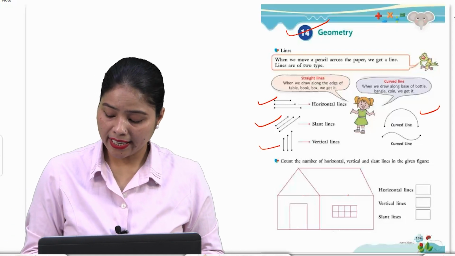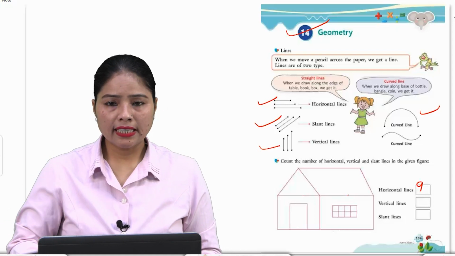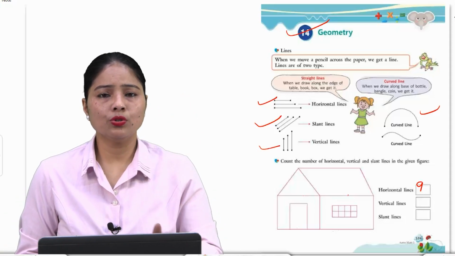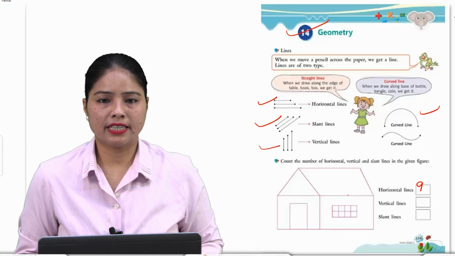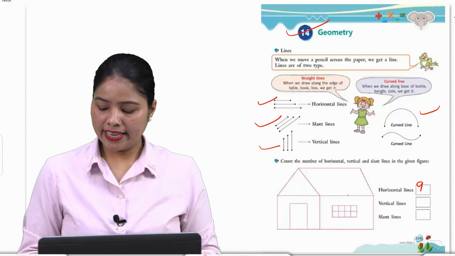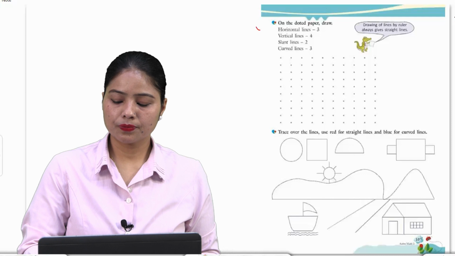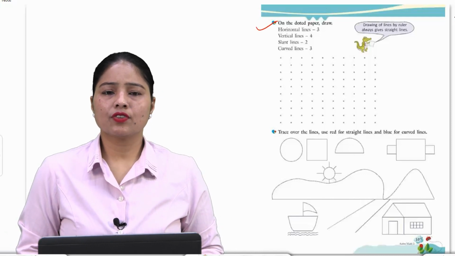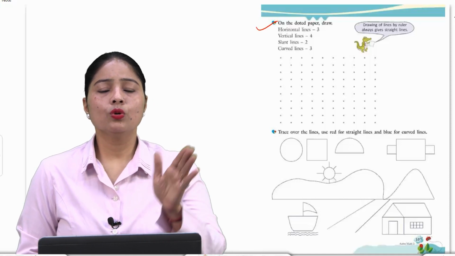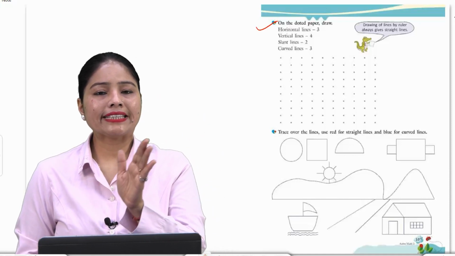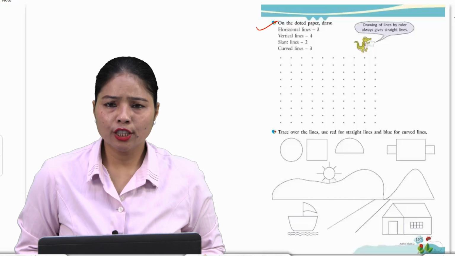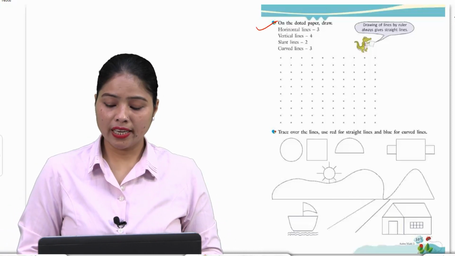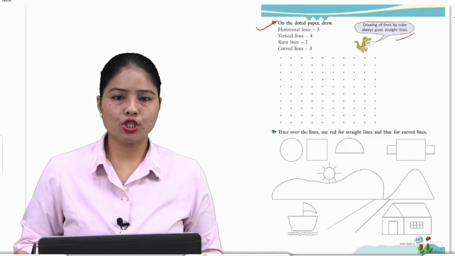So these are 9. Similarly, vertical lines कितनी है, slant lines कितनी है, you have to just count and write the value of that one beta. Okay. So now move on next one. On the dotted paper, draw horizontal lines 3, vertical lines 4, slant lines 2 and curved lines 3. Drawing of lines by ruler always gives straight line. Okay. So this is activity, just do it yourself beta.